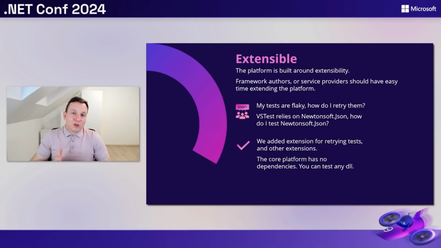Also, we don't want the new platform to depend on common libraries. In VSTest, we rely on Newtonsoft.Json. So when the author of Newtonsoft.Json tries to test Newtonsoft.Json, how does he do it? Well, it cannot be done with VSTest because it already depends on a version of that library. And so the core platform, the new testing platform, doesn't have any dependencies apart from what ships inside of the runtime. That way you can test hopefully everything.